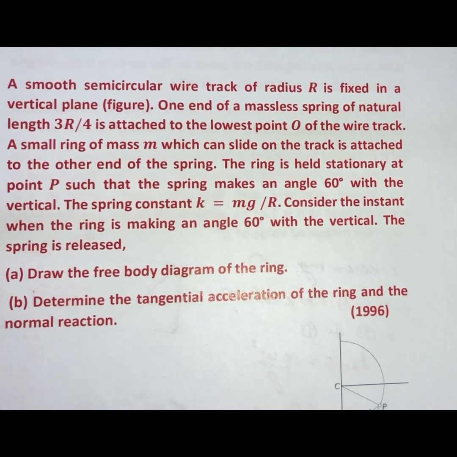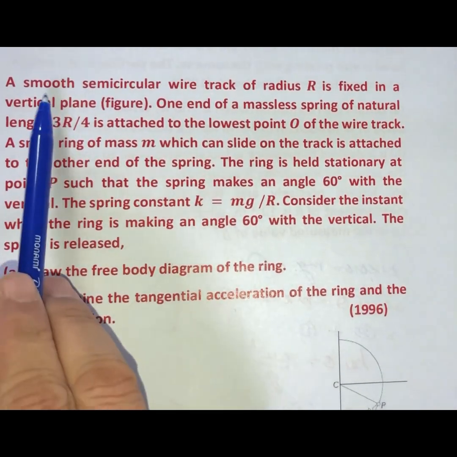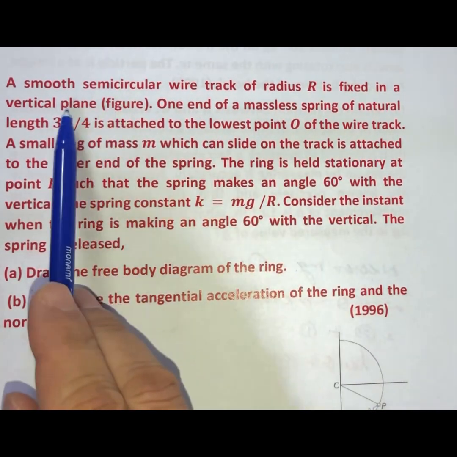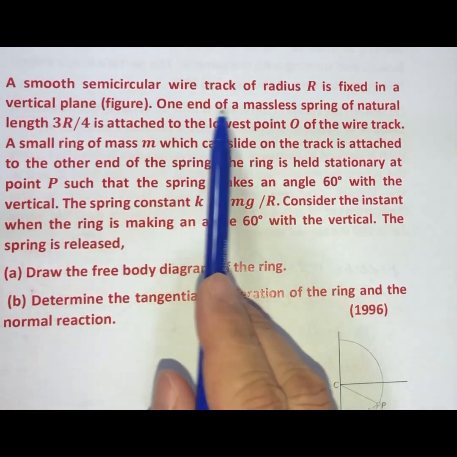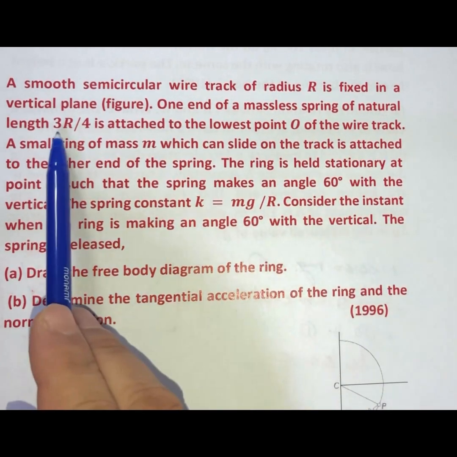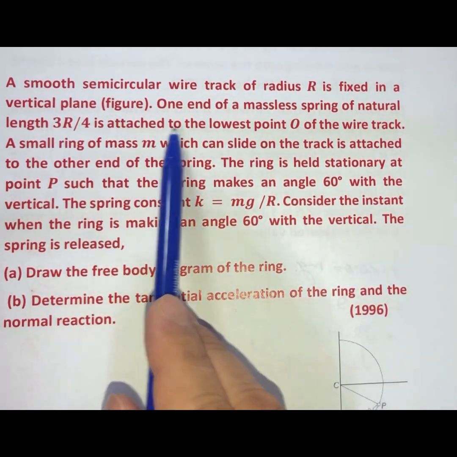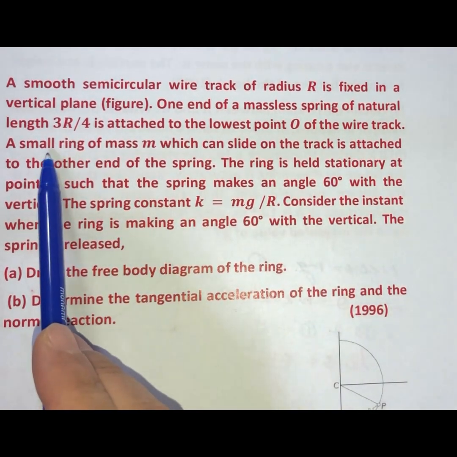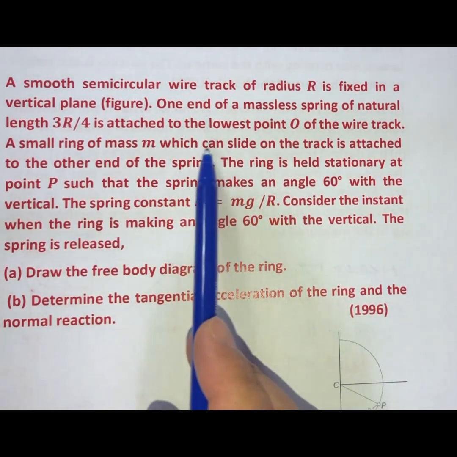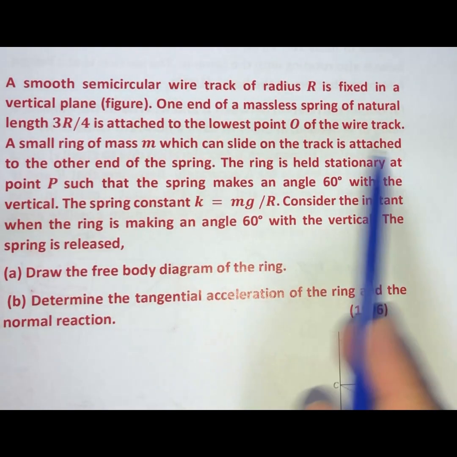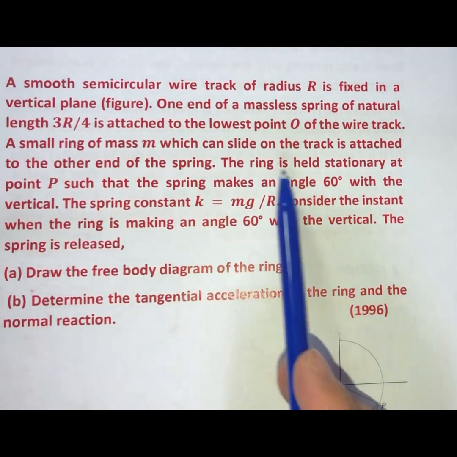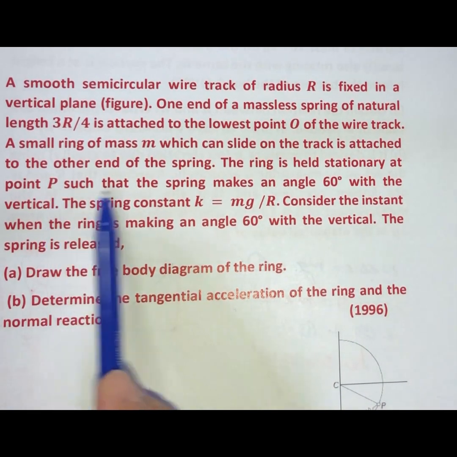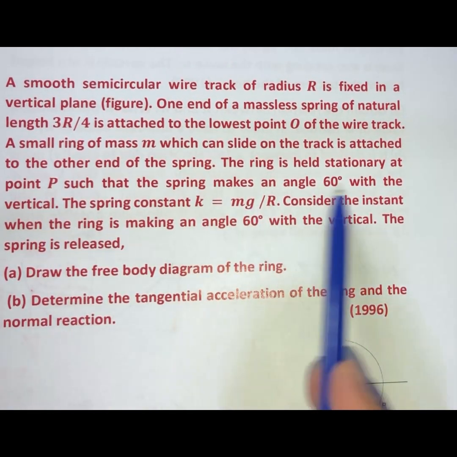Hello friends, in today's question, a smooth semicircular wire track of radius r is fixed in a vertical plane. One end of a massless spring of natural length 3r by 4 is attached to the lowest point O of the wire track. A small ring of mass m, which can slide on the track, is attached to the other end of the spring. The ring is held stationary at point P such that the spring makes an angle 60 degree with the vertical.